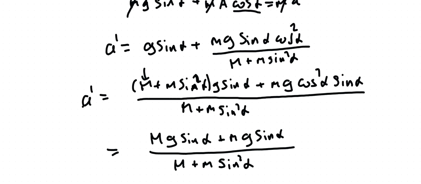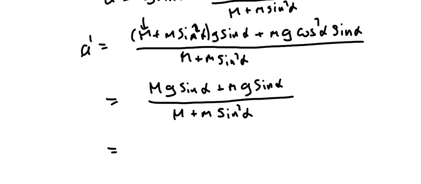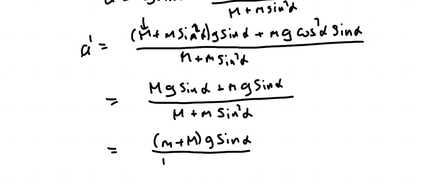Okay, and you can simplify that further, of course, by saying that the total mass times g sine alpha divided by capital M plus m sine squared alpha. So that's a number, okay? So that's nice, but you don't want to leave it in this form. There are two things that you still have to do with this answer. So remember that this acceleration is that way, and it's in the non-inertial reference frame.